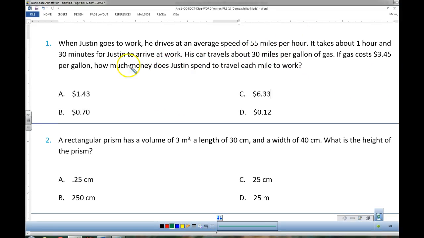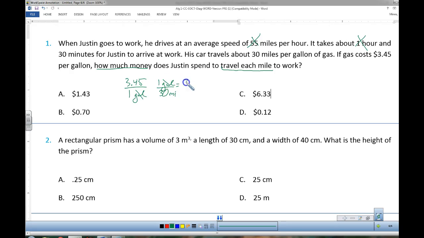So it wants the cost, how much money, to travel each mile. Well, that has nothing to do with how fast he's going or how long it takes him to get there. It simply has to do with how much gas costs and how many miles per gallon his car gets. So gas costs $3.45 for every 1 gallon. And for every 1 gallon of gas, he gets 30 miles. The gallons cancel out.